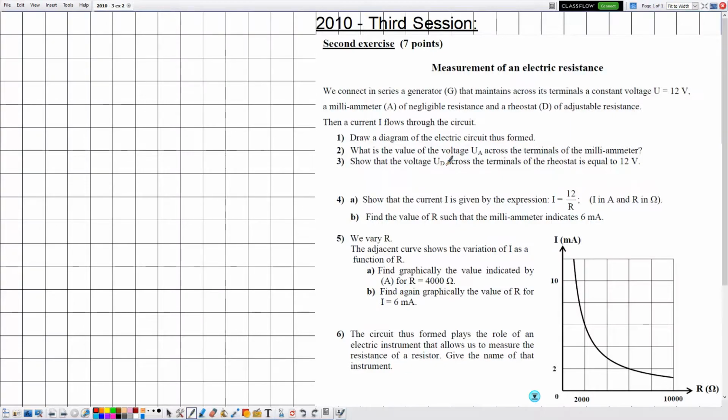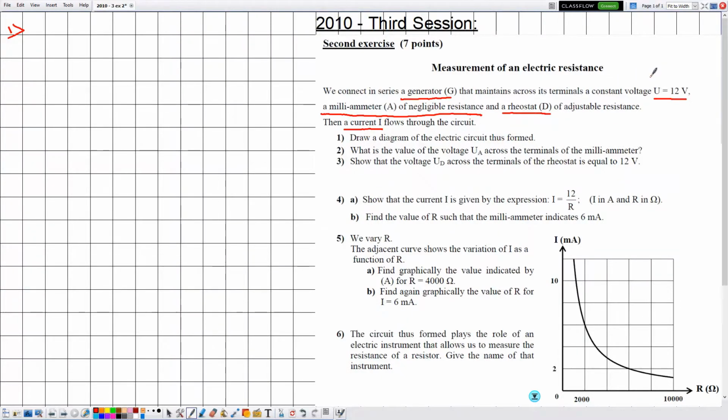We connect in series a generator G that maintains across its terminals a constant voltage U equal to 12 volts, a milliammeter A of negligible resistance, and a rheostat D of adjustable resistance. Then a current I flows through the circuit. Number 1. Draw a diagram of the electric circuit thus formed.